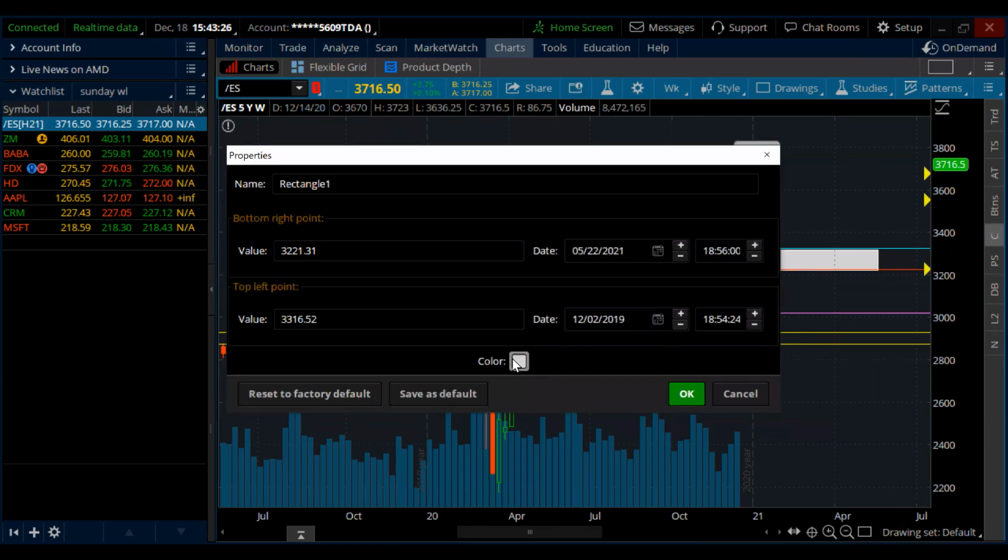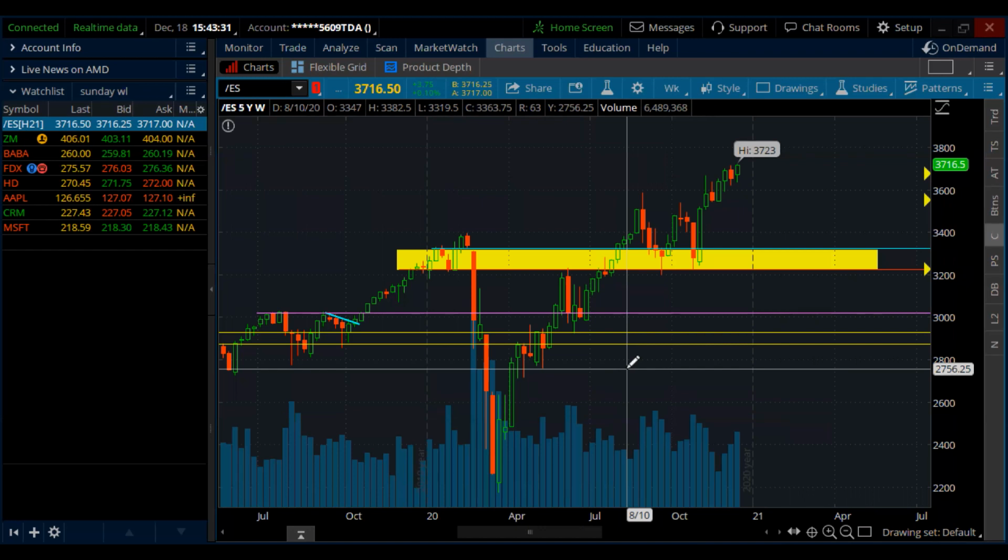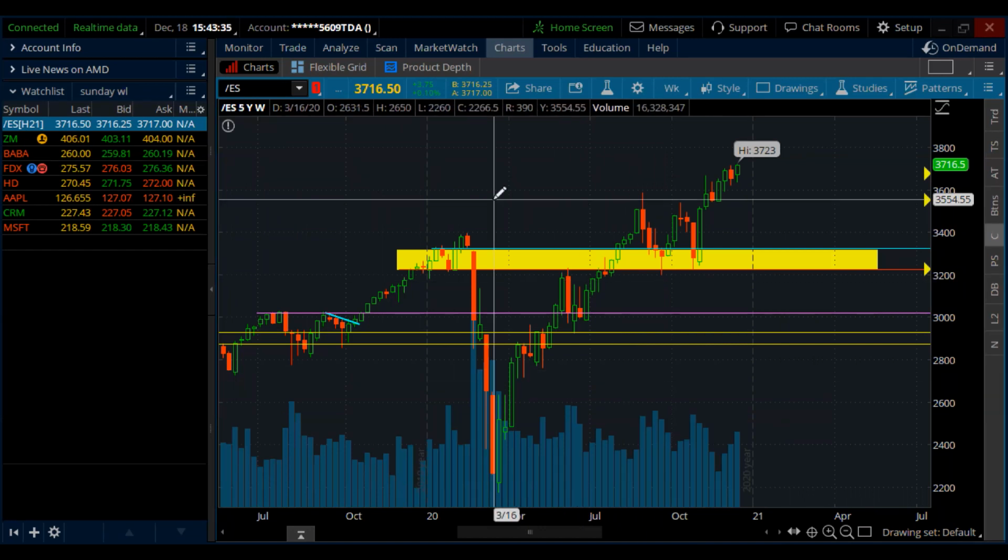Okay, so now what I do whenever it's a demand zone on a bigger time frame, I like to use the yellow color, because the yellow color for me just makes sense. It stands out. It's something that's going to pop up to me in my chart, and it's very magical. And for some reason, it just works.